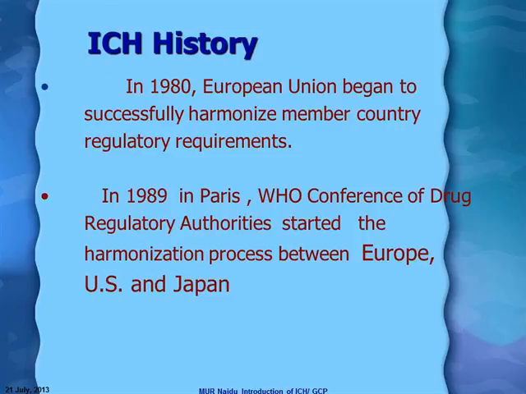In 1980, the European Union started harmonization of the regulatory requirements of drug development amongst the member countries in the European Union. For the first time in 1989, the World Health Organization invited a conference of drug regulatory authorities in Paris and started the harmonization process between Europe, United States, and Japan.